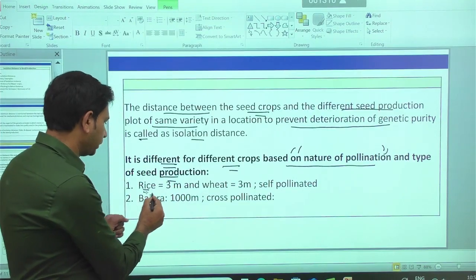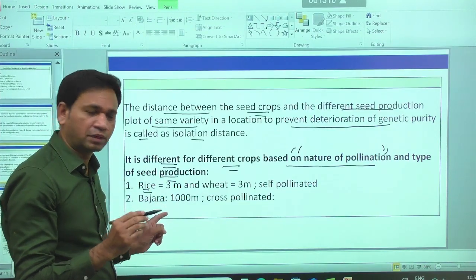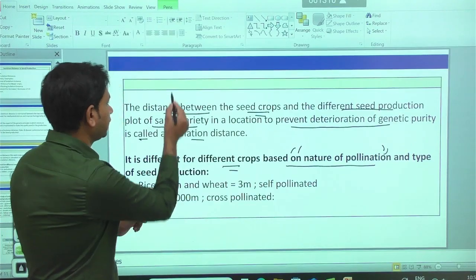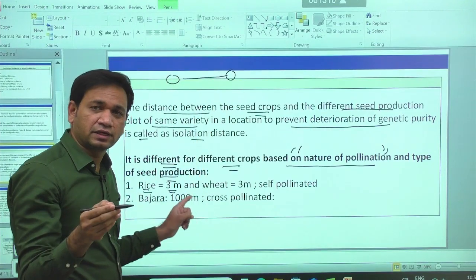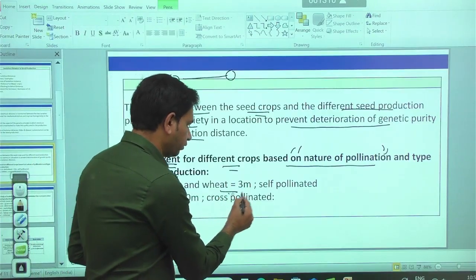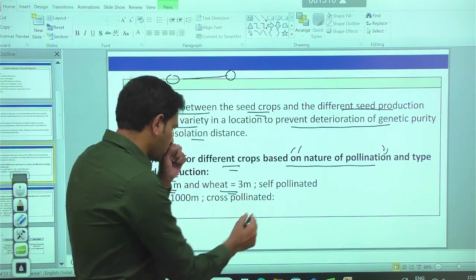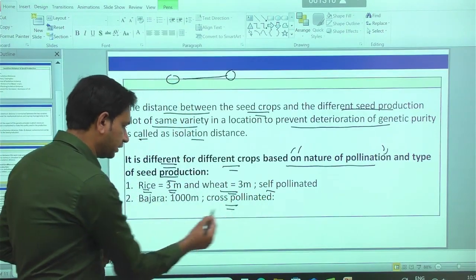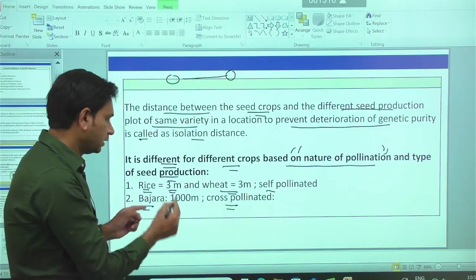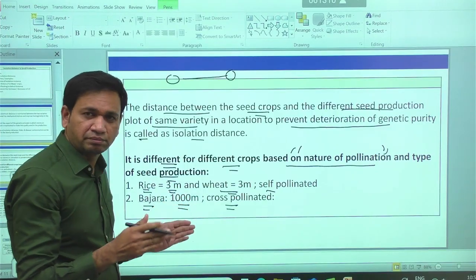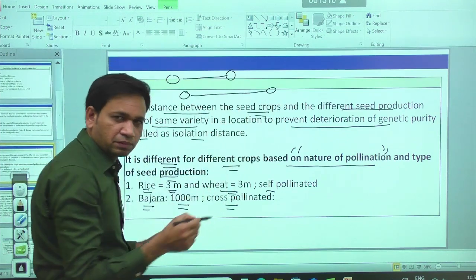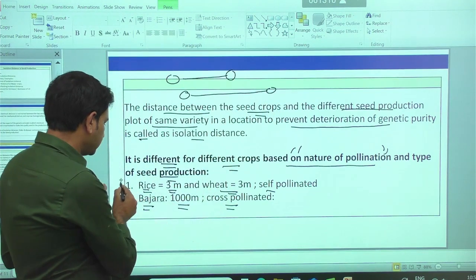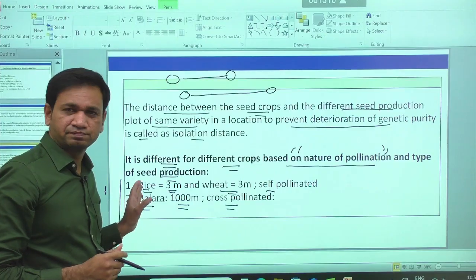For example, we have the rice crop. Rice is more of a self pollinated crop, so there we require a minimum 3-meter distance. We need to maintain it between one variety and another variety of the rice crop. And in the case of wheat also, 3 meters is sufficient. And we have a cross pollinated example, bajra. In the case of bajra, a minimum 1000 meters we need to maintain between one plant and another plant, right? So like that, the minimum distance we need to maintain between one field and another field.